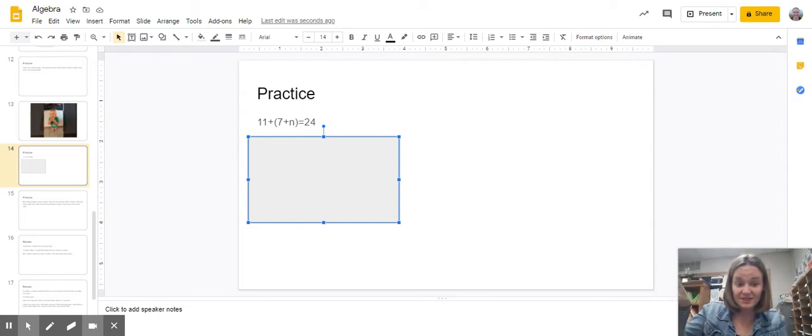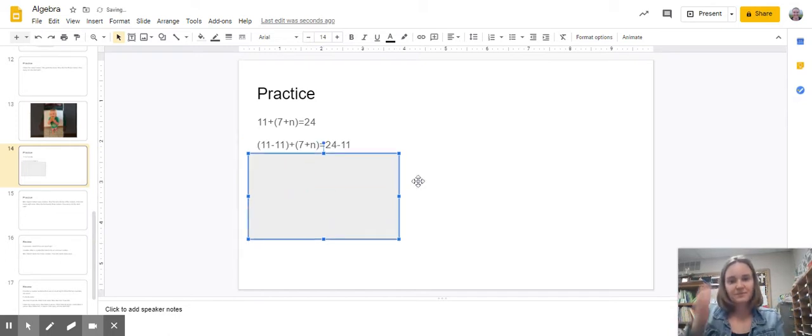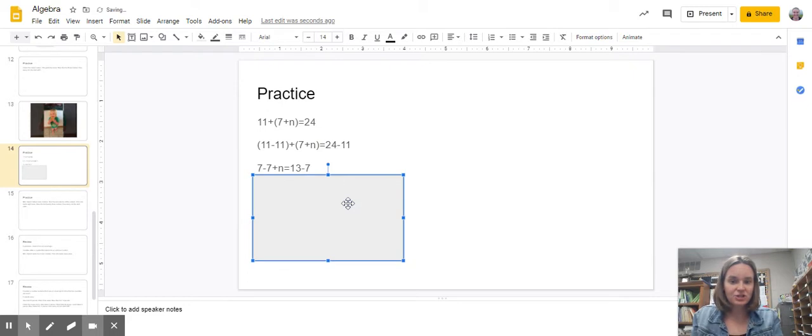So I've got 11 on this side. To get rid of 11, I'm subtracting 11. If I subtract 11 from one side, I need to subtract 11 from the other side. That's right. So I'm getting rid of my 11 here. So then 24 minus 11 should give me 13. Okay, see how I have 13 right here?